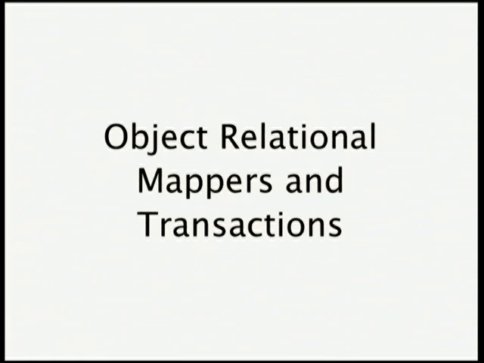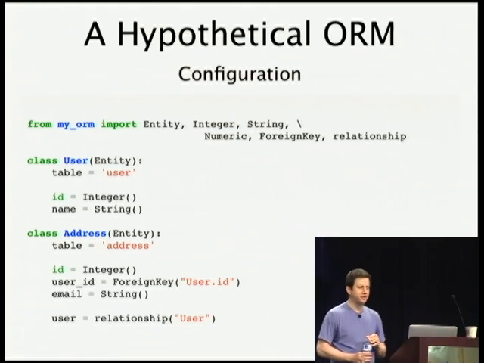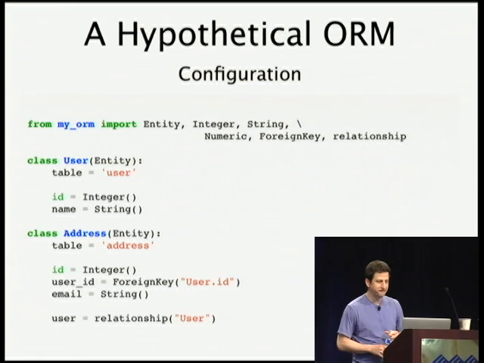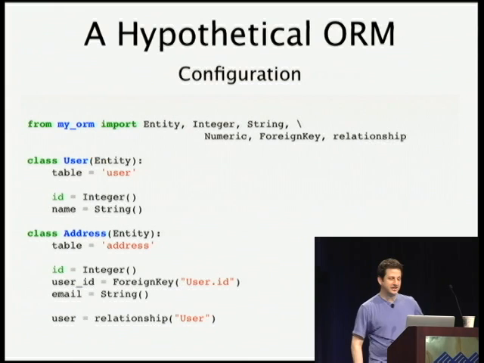Then we'll talk about how object relational mappers integrate with transactions. So we start with a hypothetical object relational mapper using a pretty straight ahead configurational model. It's not really any ORM in particular. We have a user class and an address class with user and address tables. The user table has an ID primary key column. Address has a user ID foreign key column.